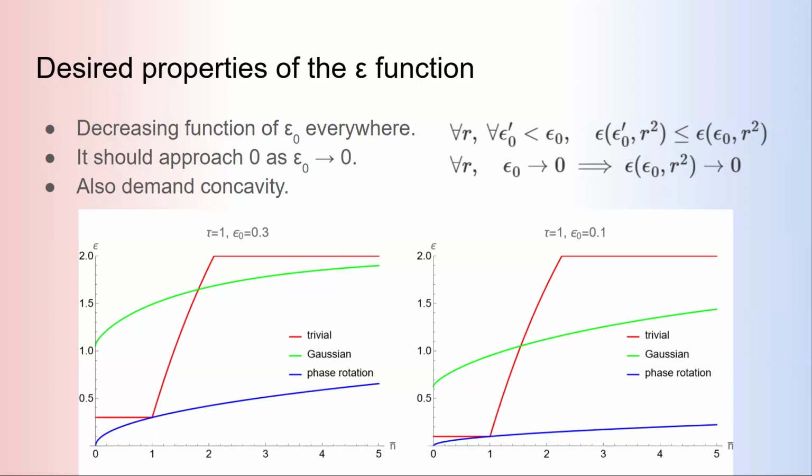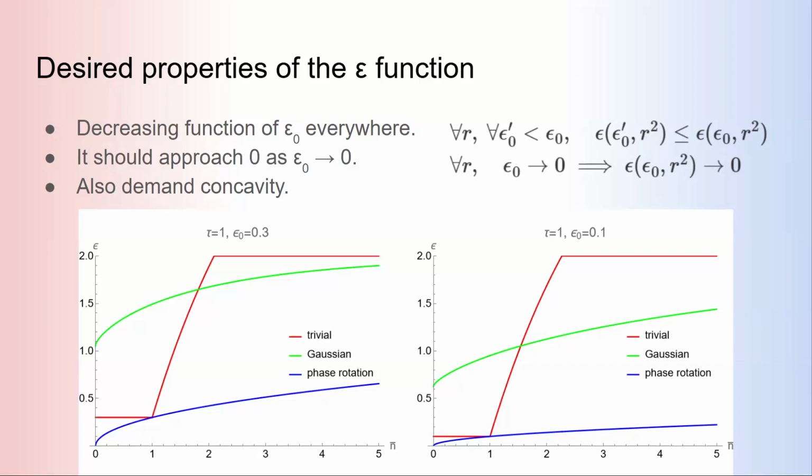There are certain properties we need, which are mathematically written here but explained here. Firstly, it should be a decreasing function of epsilon naught everywhere. That means that if I learn better in my low energy regime, that should mean that I know better in my high energy regime, or at least not worse. And then it should approach zero as epsilon naught goes to zero. One trivial example we might think of immediately: in the regime where we know it, we just set it to epsilon naught, and in the regime where we don't know it, we just set it to 2.